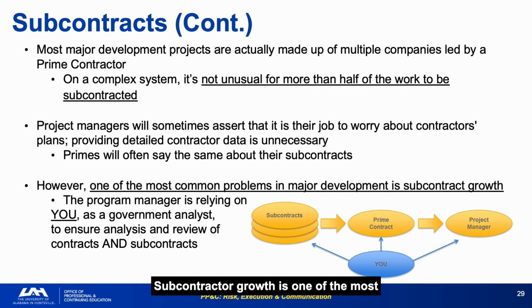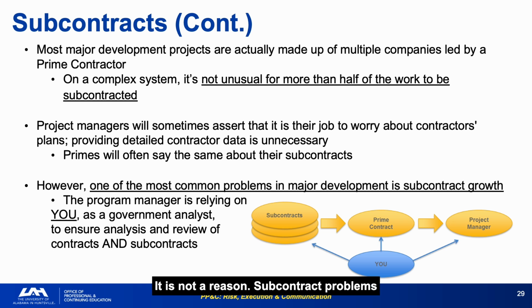Subcontractor growth is one of the most common sources of major overruns in development programs, and it is an area where both project managers and prime contractors are often reluctant to be transparent. The statement that it is the prime's job to manage their subs is often used as a reason not to look deeper. It is not a reason.